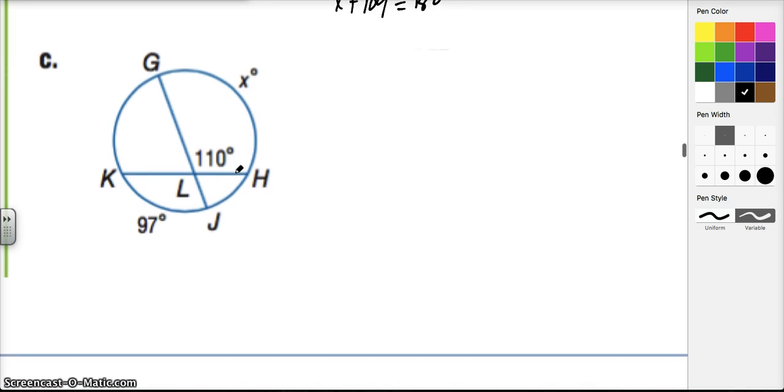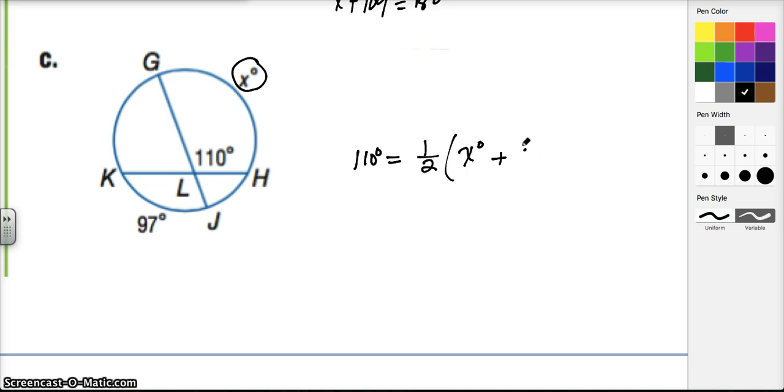Let's look at this. We are supposed to find x, and this time x is the arc measure as opposed to x being the interior angle. So let's see what we can do. We'll start off with what we know. We know that this angle here, that 110 degrees, is equal to 1/2 the measure of x degrees, the measure of that arc, plus the measure of this arc, KJ, which is 97.